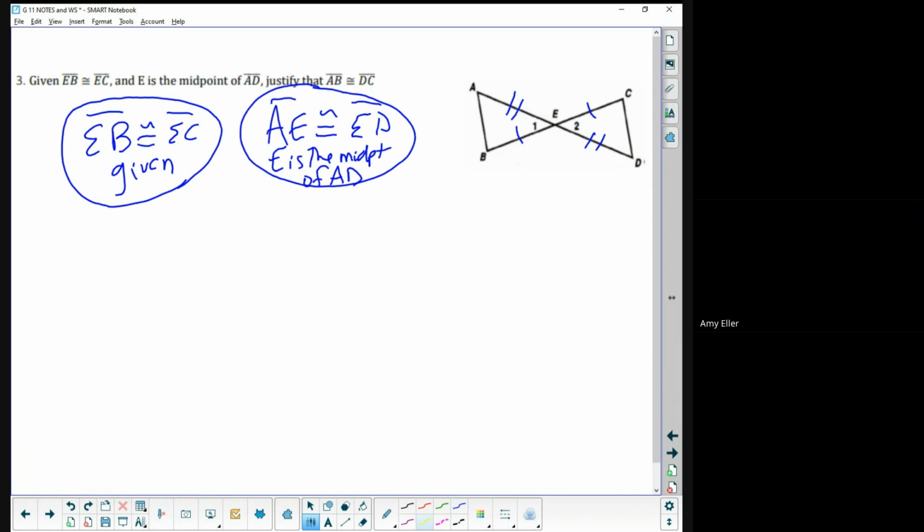Now you should see something familiar that you can write about. Vertical, reflexive, one of those is there. Is vertical, angle 1 is congruent to angle 2.